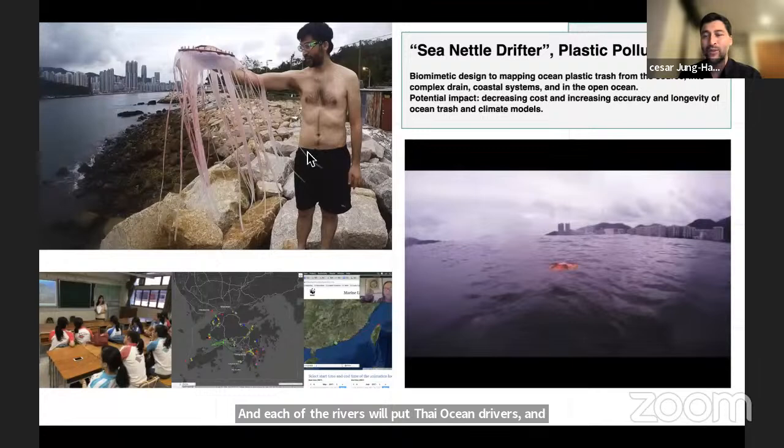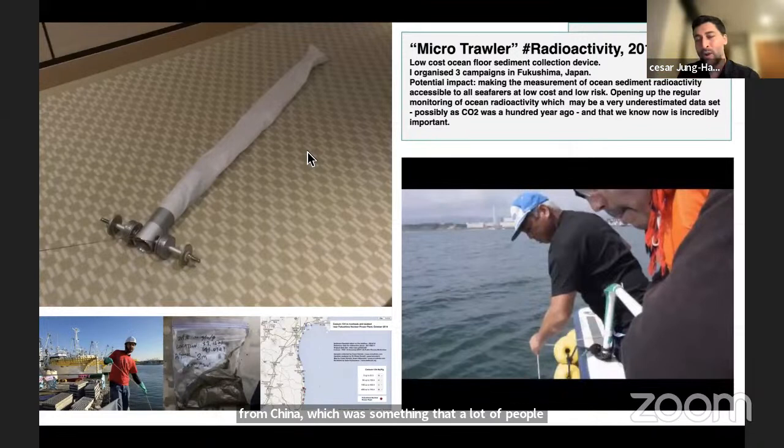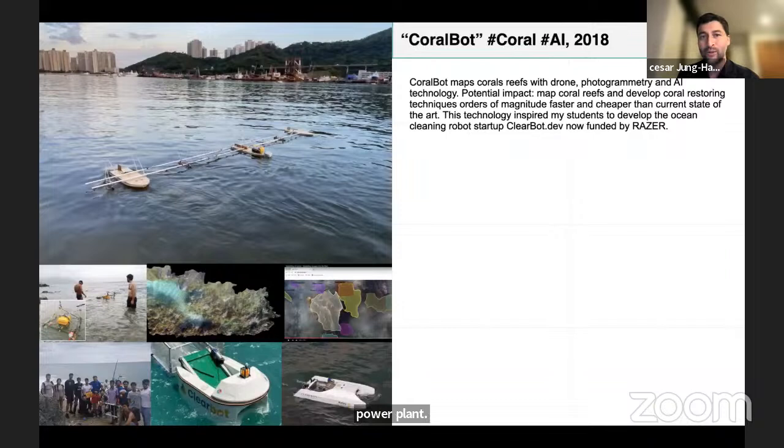But we've also started to go outside. We've organized three campaigns in Japan, in Fukushima, where we measured radioactivity on the seafloor and contributed to mapping radioactivity in the area with the local fishermen. Here you can see the fisherman collecting a sample right outside of the nuclear power plant. It's also where they fish and sell on the market, so it was important to measure radioactivity there.